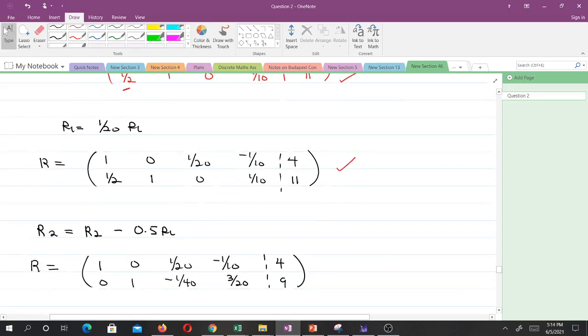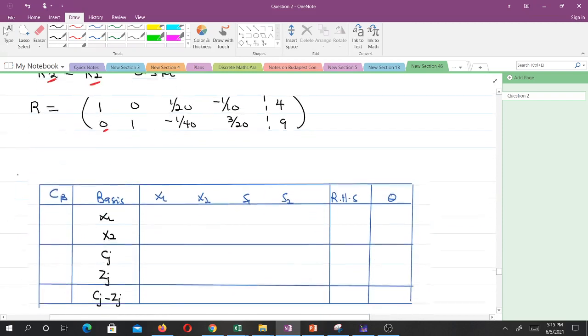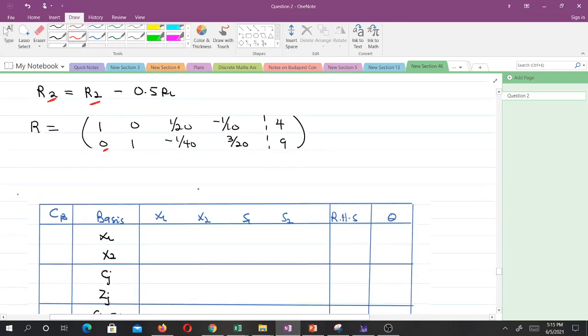The only way to do that is to say new row 2 is equal to the old row 2 minus 0.5 times row 1. When you do that, it's going to give you this 1, 0. You can see now what is beneath it is 0. Okay. So since we have everything that we want, we can send this into our third iteration. So this will be the third iteration.